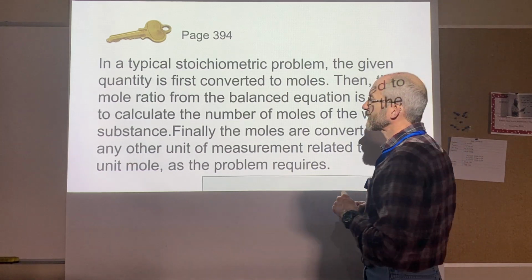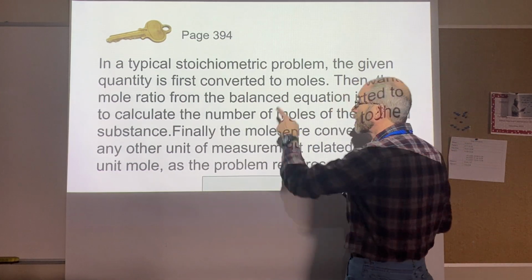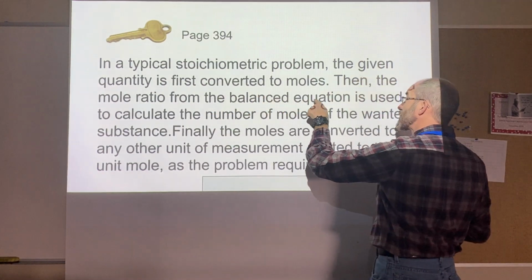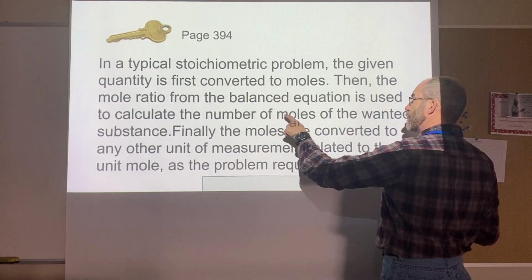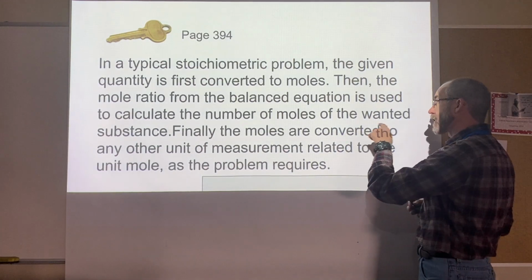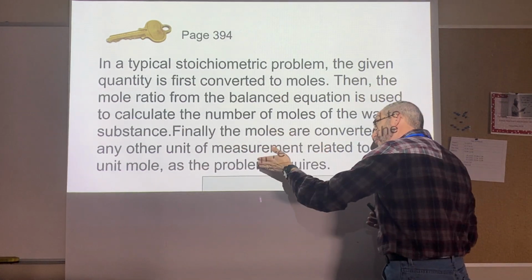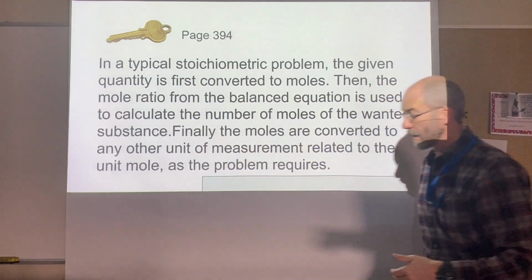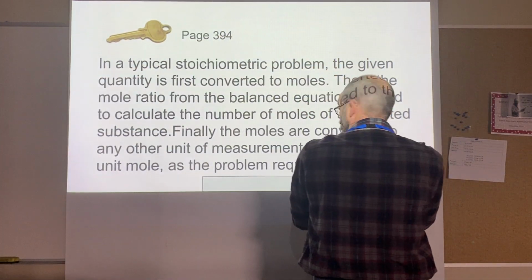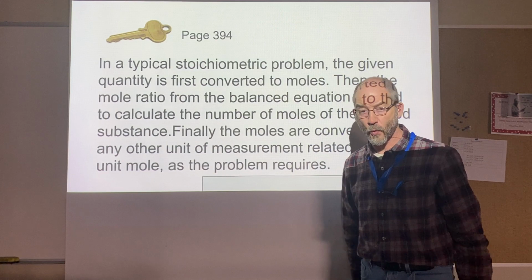Here we go. In a typical stoichiometric problem, the given quantity is first converted to moles. Then the mole ratio from the balanced equation is used to calculate the number of moles of the wanted substance. Finally, the moles are converted to any other unit of measurement related to the mole as the problem requires. So here we go. Given, moles of given, moles of wanted, and then go wherever you want. And as you can see, that's going to require at least 4 steps.